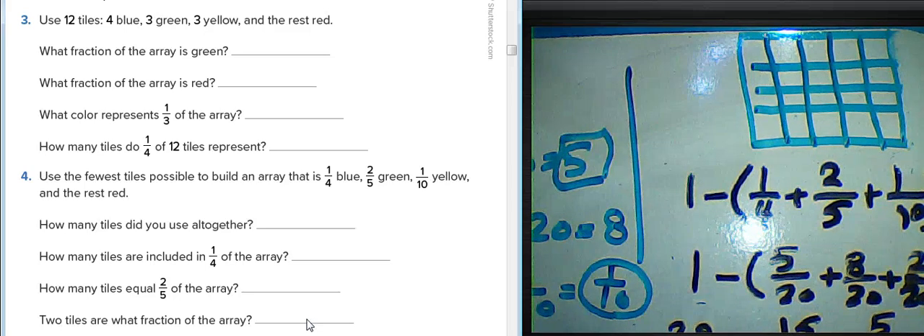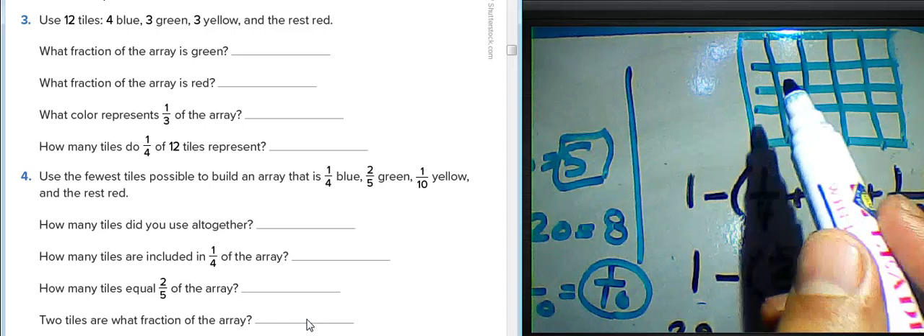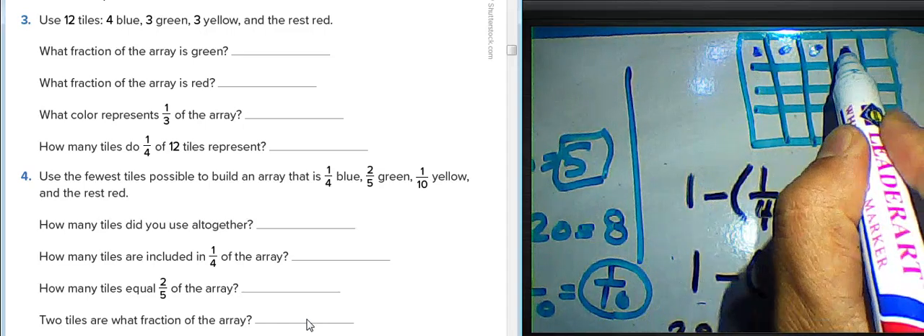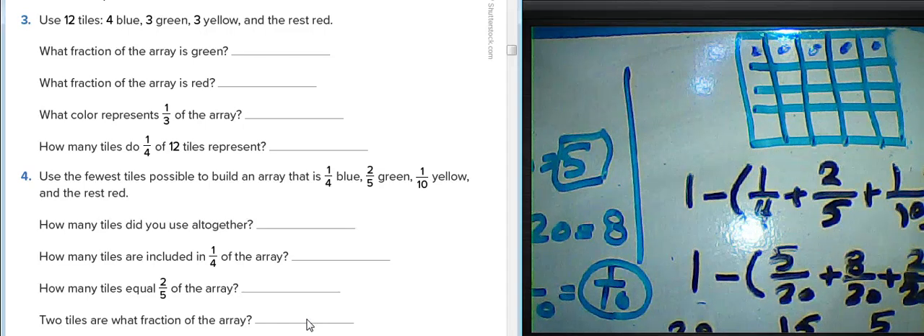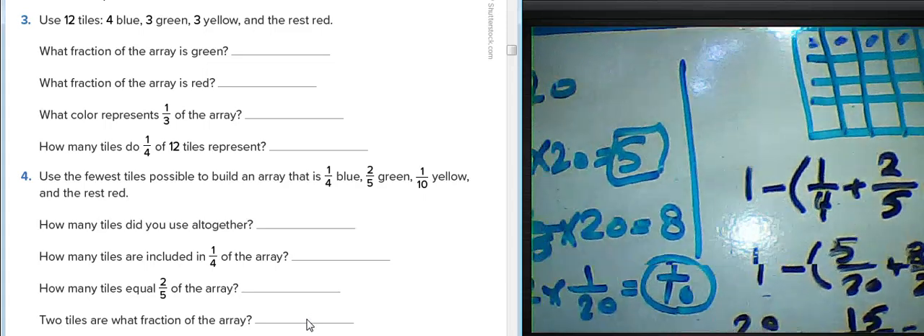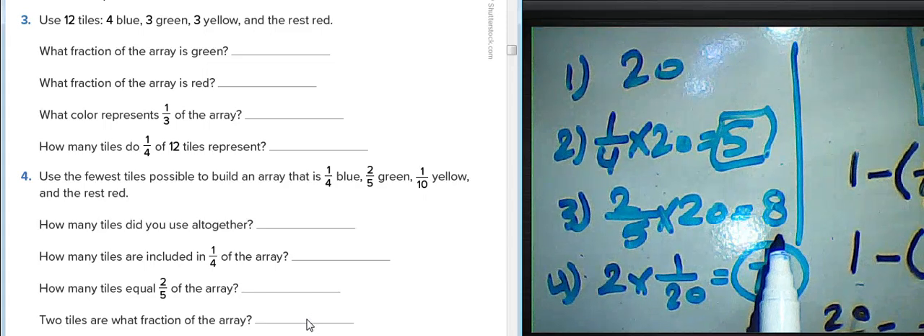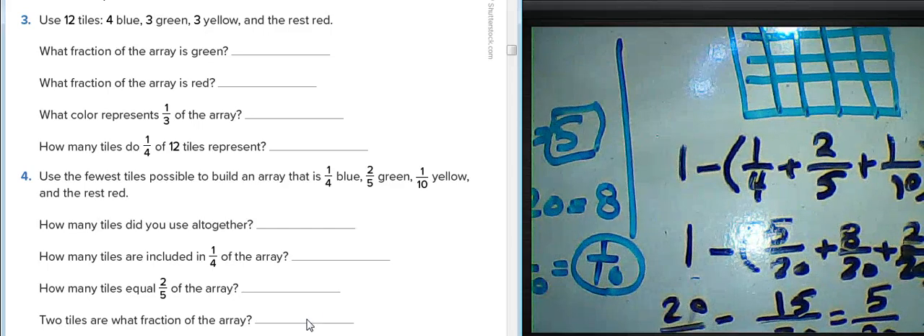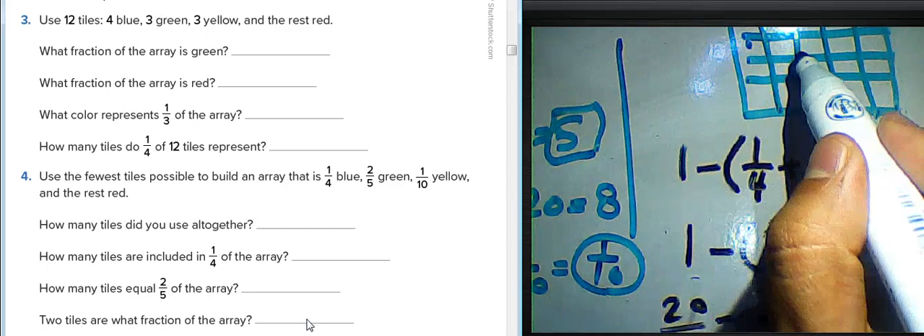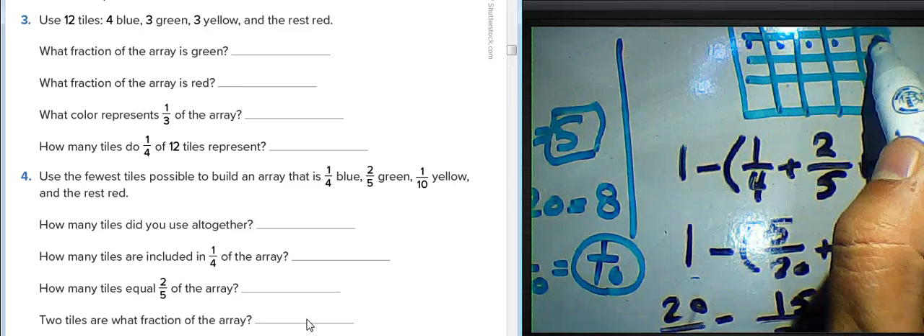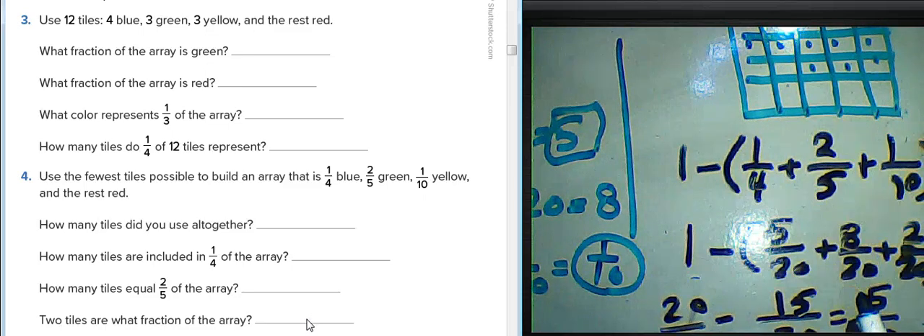We have 1 over 4 blue. 1 over 4 blue means 1 over 4 times 20 equals 5. 5 blue. I will color it with this blue pen. 1, 2, 3, 4, 5. And 2 over 5 green here means 8 green. I will draw green here. 1, 2, 3, 4, 5, 6, 7, 8.